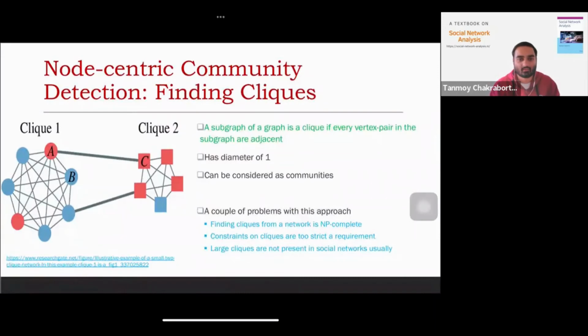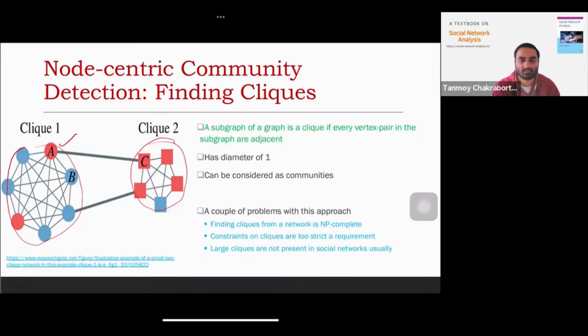So clique we all know. Clique is basically a completely connected graph where all nodes are connected to all others. Each node is connected to all the other nodes present in the group. As you see here, this is a clique, and this is another clique where all nodes are connected to each other. Therefore, the shortest path between any pair of nodes is always 1, and therefore a clique is a hard definition, or a strong definition, of a community.